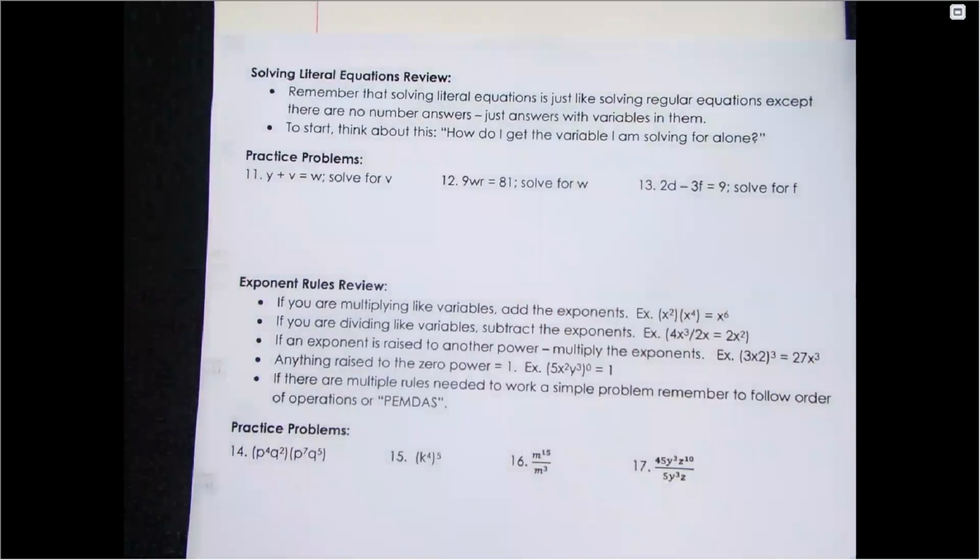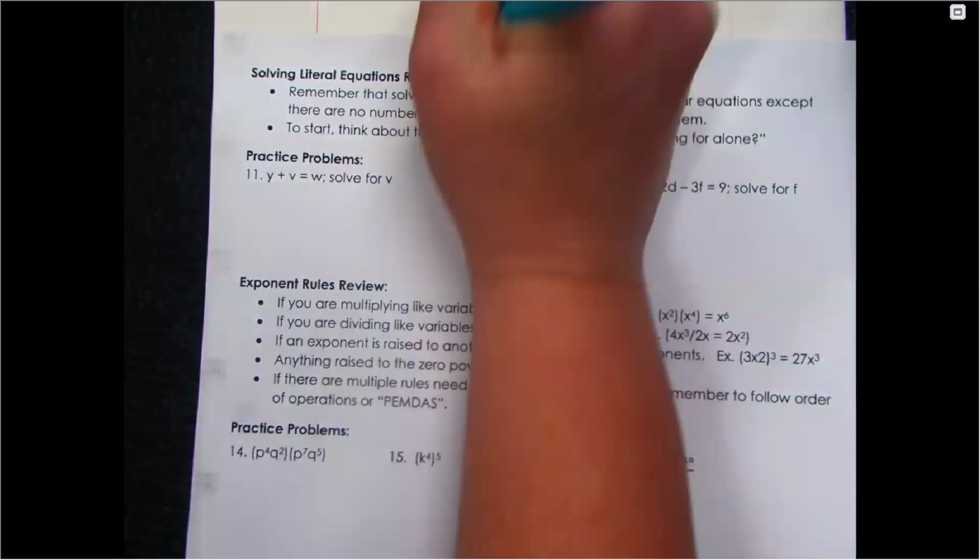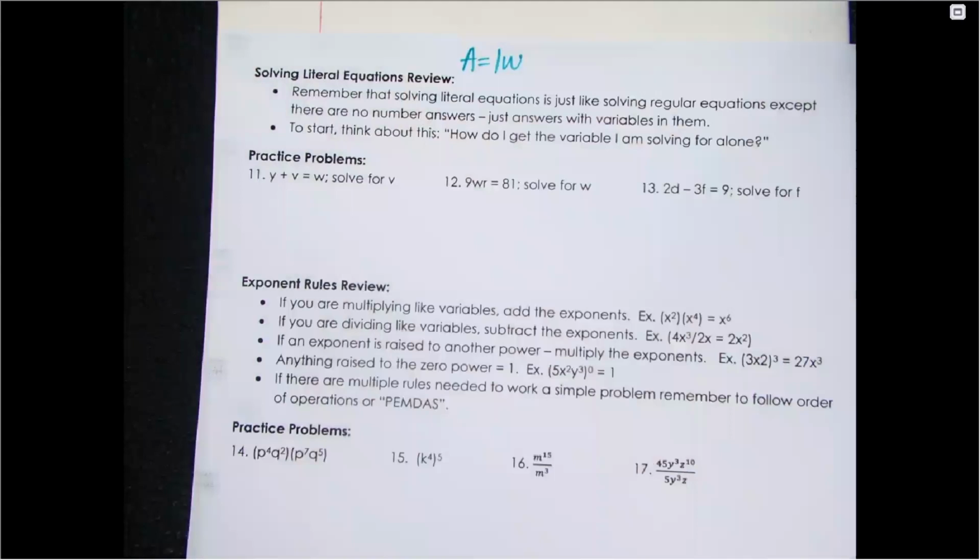When we see this, it's basically like the area formula, okay? Everyone knows that the area formula is A equals length times width. Area equals length times width. Well, let's say a carpenter knows the area he has. He knows that he's got a plot that is, I don't know, 100 square feet.